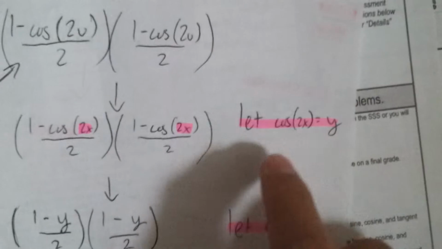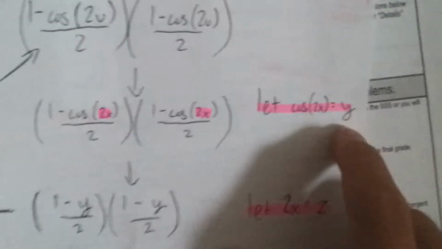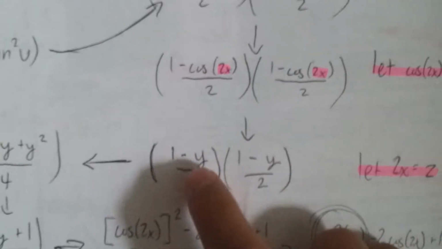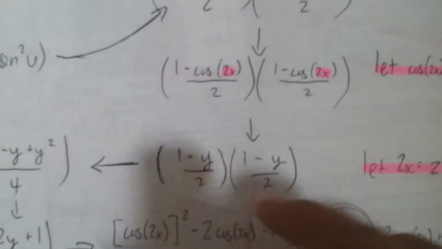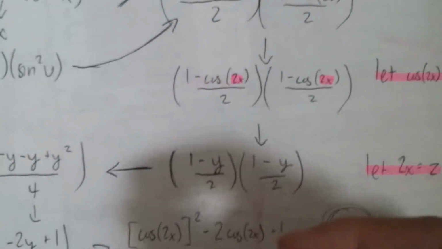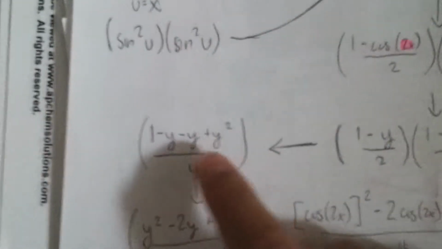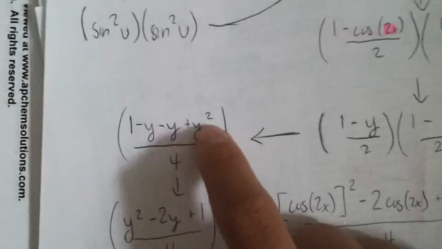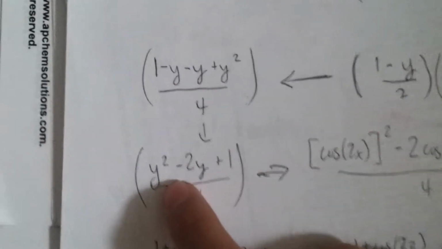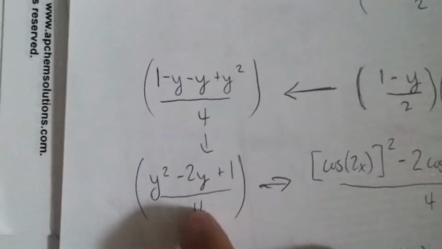Now we're going to let cosine 2x equal y. So it's going to be 1 minus y divided by 2 times the same thing. We do this so when we FOIL, we don't get messed up with all the trig functions and numbers that follow with it. So after we FOIL, it's going to be 1 minus y plus y squared divided by 4. Simplify it. It's going to be y squared minus 2y plus 1 divided by 4.